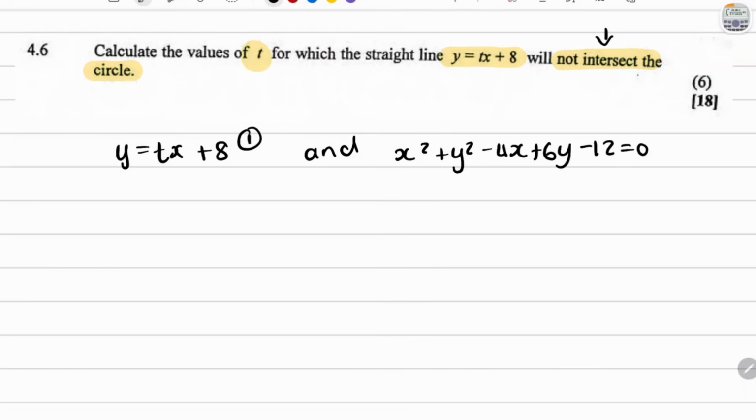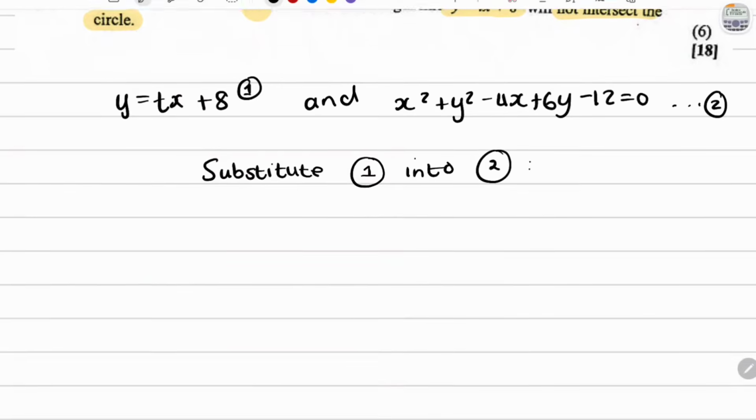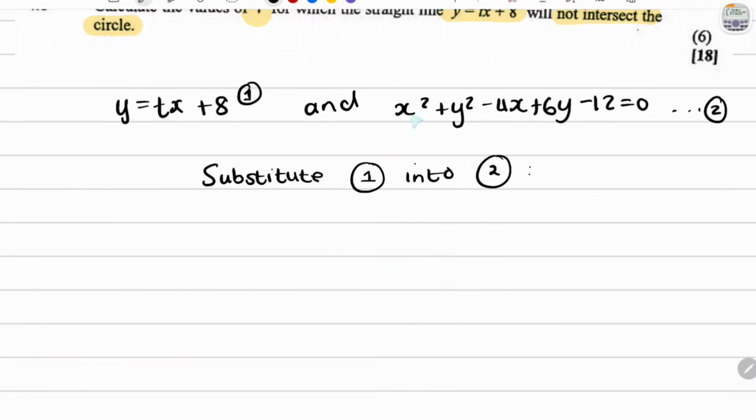So it's like taking equation 1 and substituting it into equation 2. Every time you see y in this equation, replace it with tx plus 8. You have to be very careful here not to make little mistakes, because that's where they can catch us. So we're going to say this is x squared plus y.